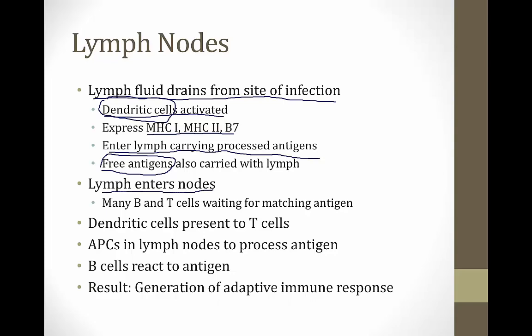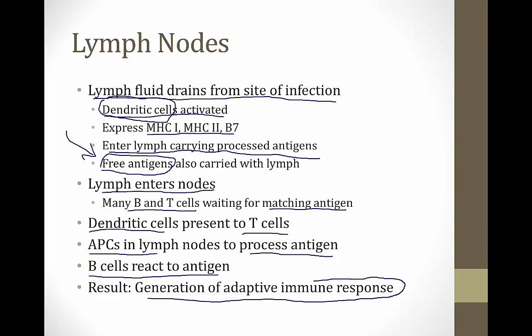The lymph will then enter the nodes, and there are many B and T cells waiting there looking to find their matching antigen. You can think of lymph nodes as places where B and T cells meet their unique antigens that can stimulate them. The dendritic cells will present antigen to T cells in the context of MHC. In addition, there are antigen presenting cells present in the lymph node which can take up those free antigens and process it and present it to T cells. There are also B cells found in the lymph nodes that can react to antigen. And the result of this is that you will get generation of an adaptive immune response by way of funneling the antigens at the site of infection through a lymph node where B and T cells are waiting.